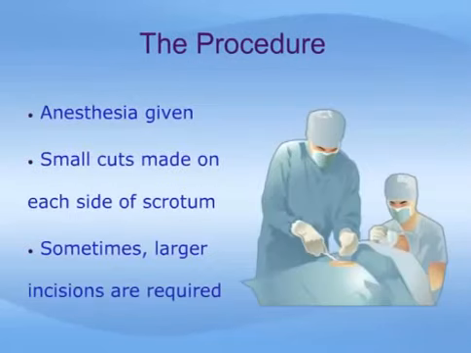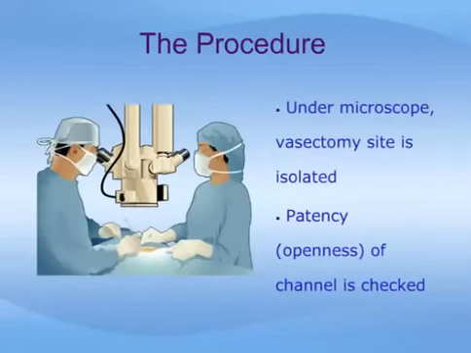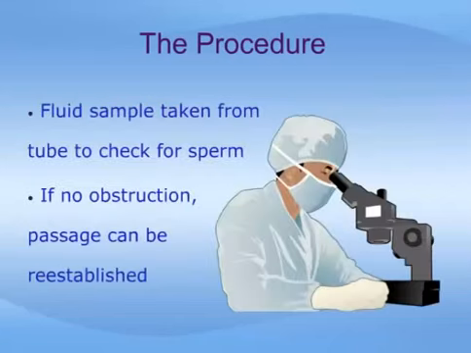Once you are under the anesthesia, your urologist will make small cuts or incisions on each side of your scrotum. Occasionally, larger incisions are required, extending up toward your groin or down lower to either free up the vas more or to bring the testicle right out into the operating field. A surgical operating microscope is then used to isolate the vasectomy site, and each end is opened up and probed with a small instrument or fluid. Patency, or openness, of the channel is confirmed in this way.